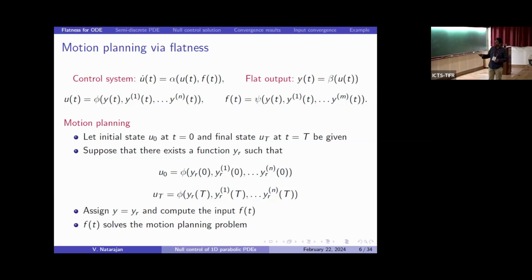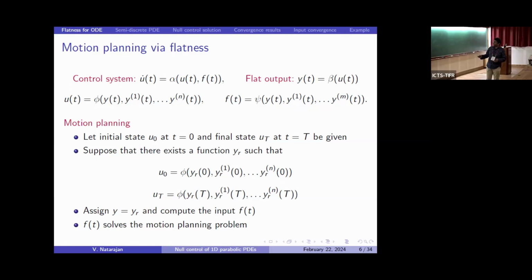So what you need to find is a smooth function yr, smooth because we are differentiating it many times, such that the initial state u0 can be obtained in this form. So if you take yr of 0 and the derivatives of yr at 0 and you put them into this formula, you get a state, that state should be u0. Similarly, you take the function yr and its derivatives at capital T and plug it into this formula, the formula here again for phi, right? Then you get a new state that should be uT. So you must find a function yr which has this property and it should be smooth.